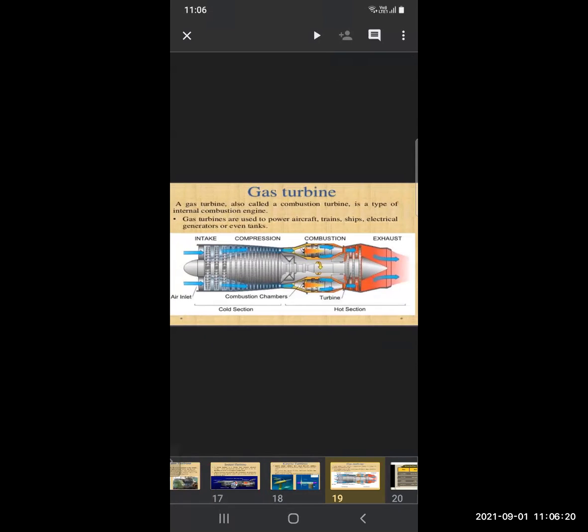Intake, compressor, combustion chambers. This is the cold section, and here is the hot section where the turbine is working, and exhaust. A gas turbine, also called a combustion turbine, is a type of internal combustion engine. And where is it used? Aircraft, trains, ships, electrical generators, or even in tanks.